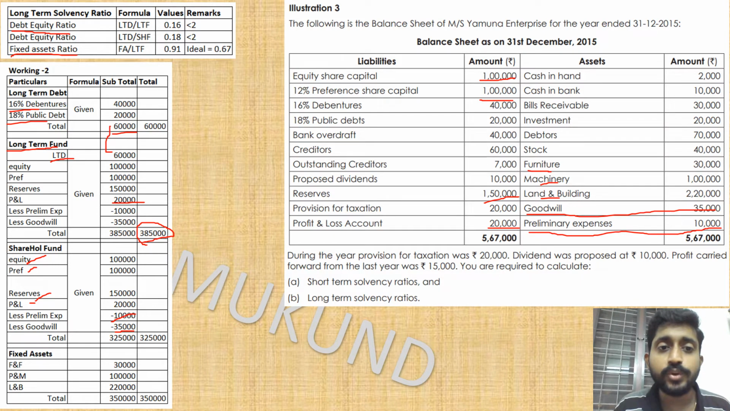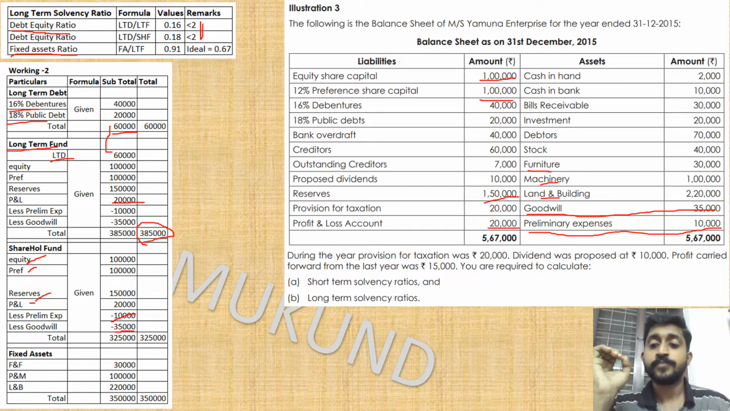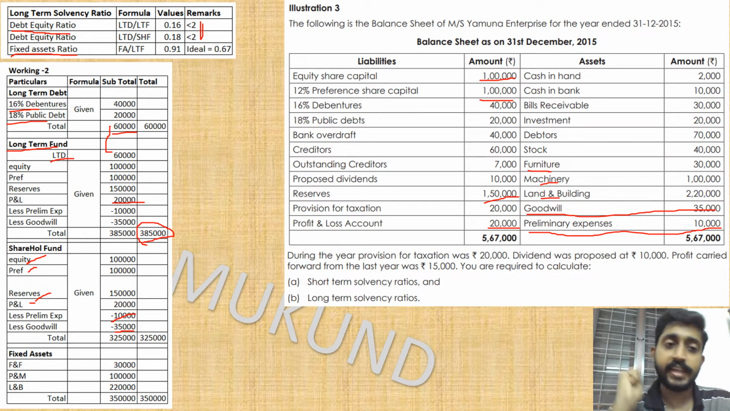So lesser than 2 is good for the debt equity ratio. It is lesser than 2, that is very good. Okay, and it is only 0.16, it is very good. Which means our debt is very less compared to the shareholders fund. Okay, the company is very cautiously taking the debt. They don't want to go into the interest burden, so they are cautiously taking the debt. Next is the fixed assets ratio.